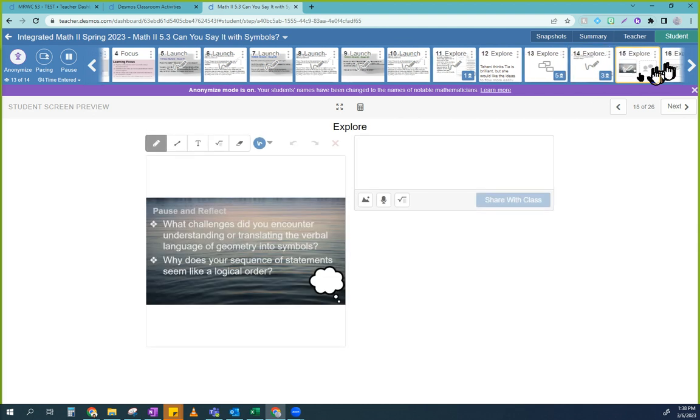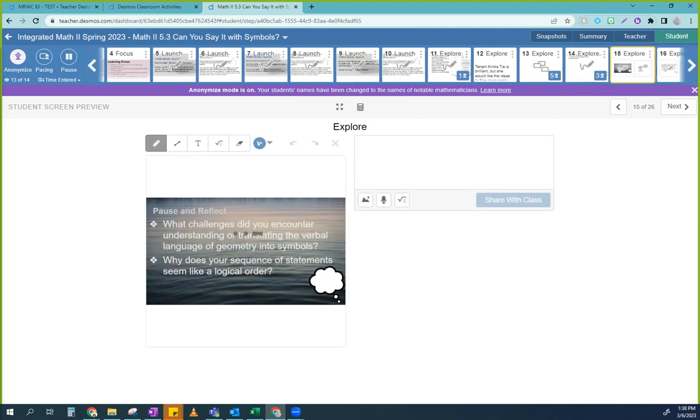Okay, very good. This one says, what challenges do you encounter understanding the translation of the verbal language into symbols? I'm just going to tell you, you'll get used to it. I know some of you are already used to it because you remember some of the stuff from last year, and some of you are just getting used to it, which makes sense.